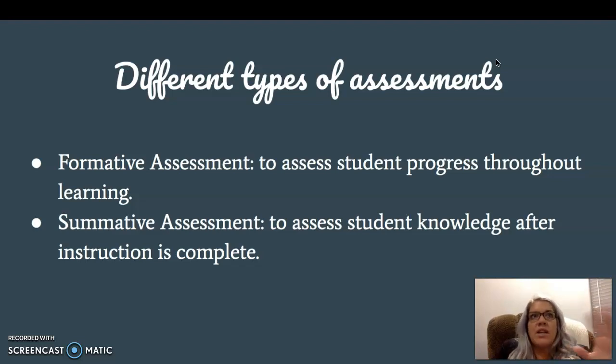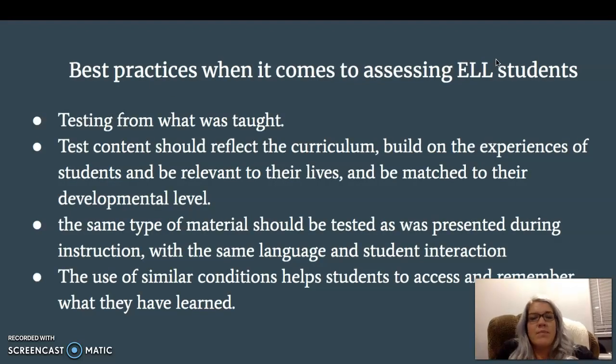Those are the ones that can tell us, okay, this is what we need to continue to teach. This is what the students are understanding. We can move on from this. We need to go back and redirect this. With the summative assessment, that's just that big test at the end, assessing their overall knowledge once the instruction is complete. Best practices when it comes to assessing English language learners.